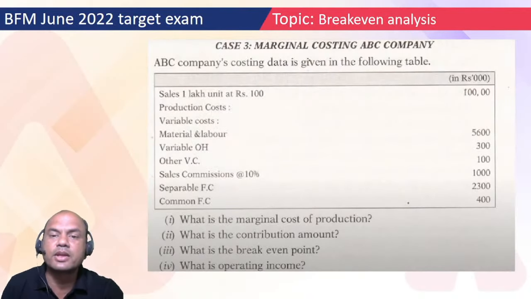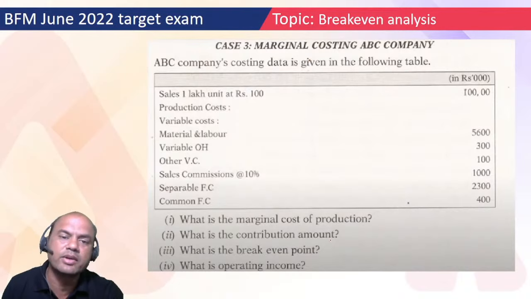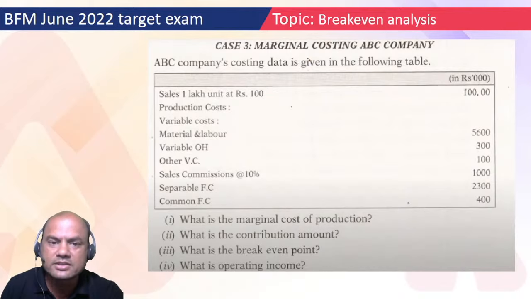So now let's come to the case study. See this. ABC company's costing data is given in the following table. So this is some company ABC and this is the data given. Sale of 1 lakh units at rupees 100 means 1 lakh units are sold at rupees 100 each. So what is my total sale? 100 into 1 lakh, right? So 1 lakh contains how many zeros? 5 zeros, right? 5 plus 2, 7. So there should be 7 zeros over here. Yes, there are 7 zeros. 1, 2, 3, 4, and these 3 zeros, rupees in thousands, right?